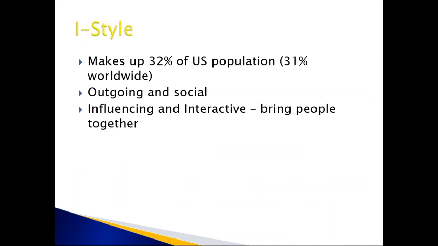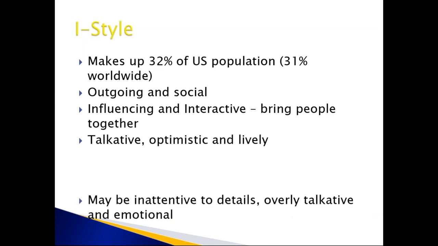U.S. population. So you can see that's a bigger swath. And it's easy to see people that are outgoing, social, and we're going to talk about some subtle differences between the styles. But these are the people that are more influencing, interactive, bring people together. They like to have a group. They usually don't like to be on their own. Talkative, optimistic, and lively.